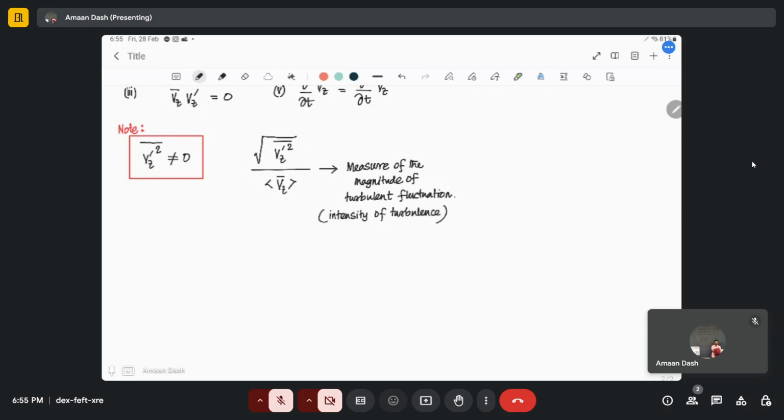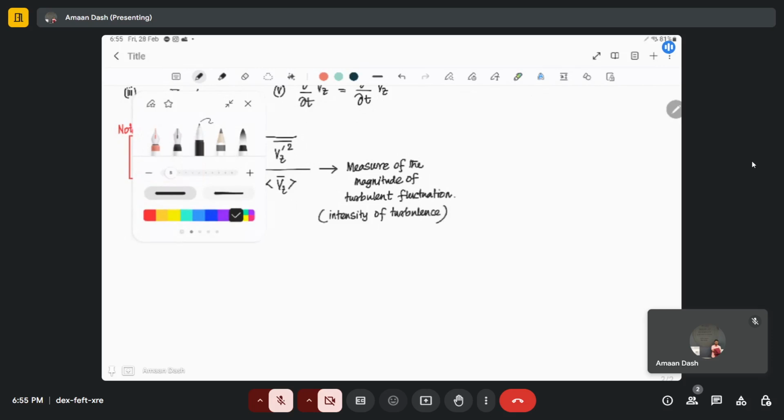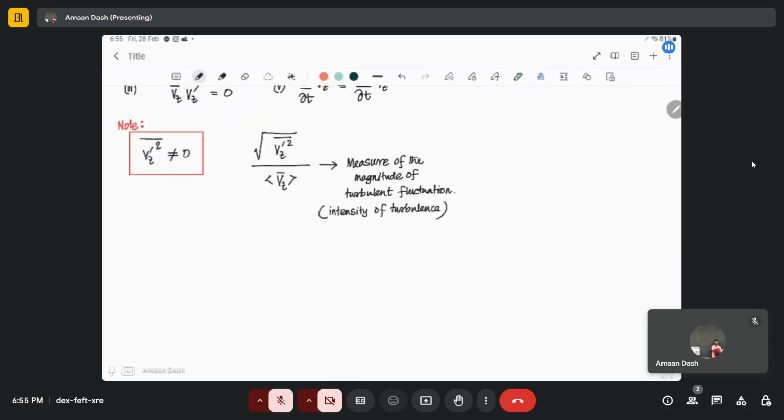Okay, so remember this thing that when we have product of fluctuations, then that is not equal to zero. Similarly, we can also write Vx prime times Vy prime, and if we take the average, then that is also not equal to zero. So that you have to keep in mind.